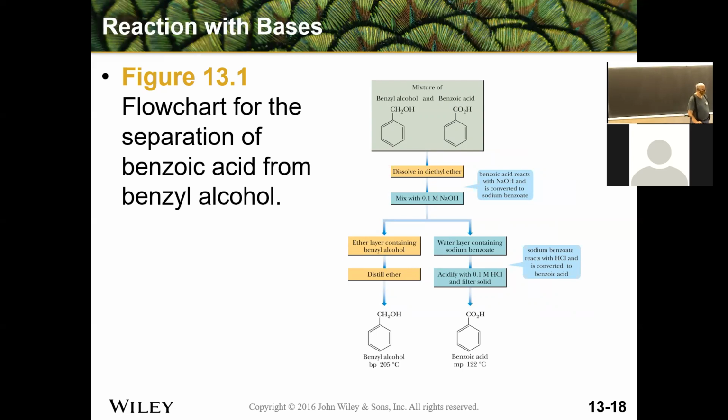nothing happens to the benzyl alcohol. It stays in the ether layer. And so if we evaporate off the ether, then we recover the benzyl alcohol. The water layer, though, will contain sodium benzoate. So extracting with sodium hydroxide will render the benzoic acid more soluble in the water layer. So we separate the layers. If we add acid to the water layer, that reprecipitates the benzoic acid.